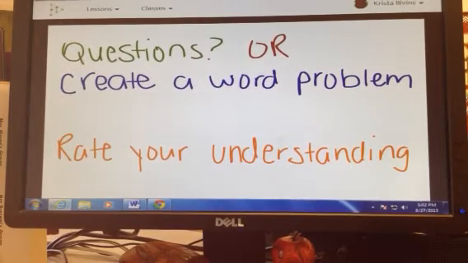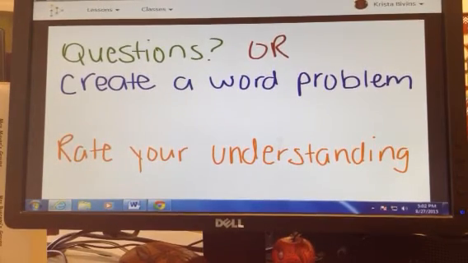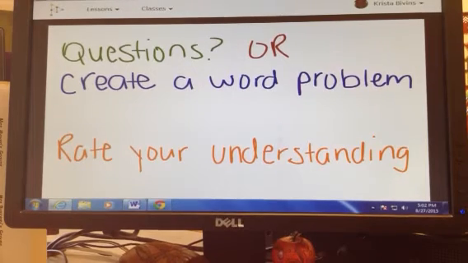A 1 means that you're lost. A 2 means that you kind of get it, but you're still a little confused. A 3 means that you understand. And a 4 means that you understand it so well that you could teach it to someone else.